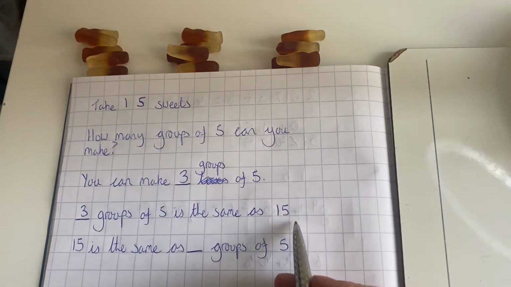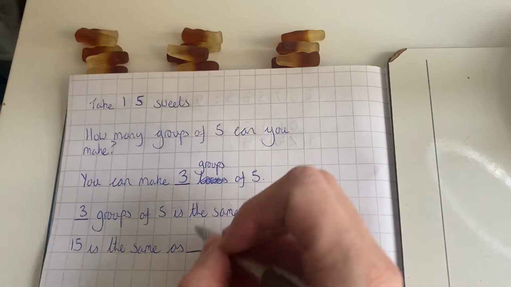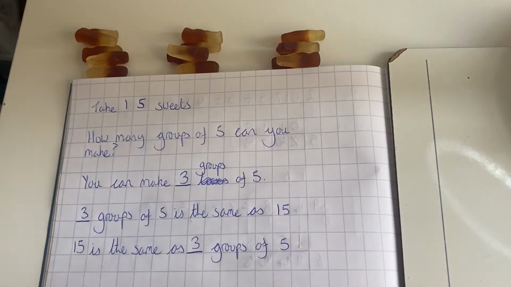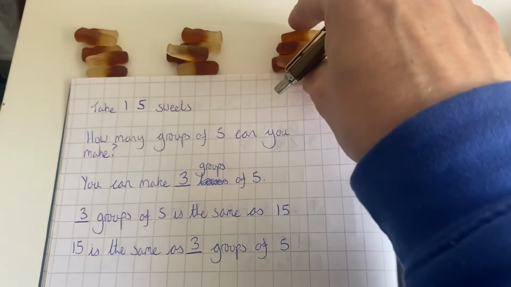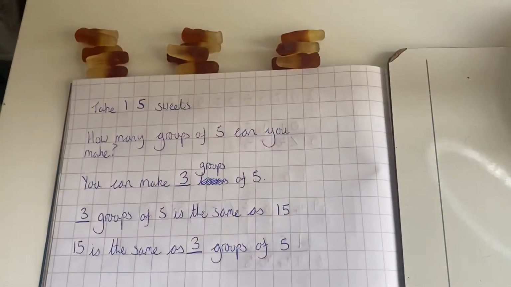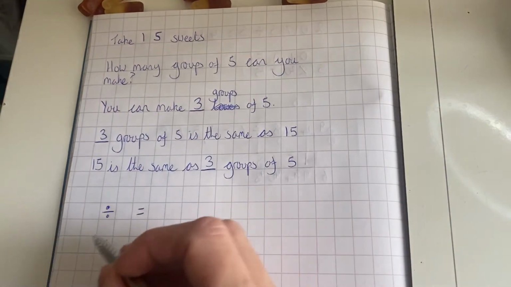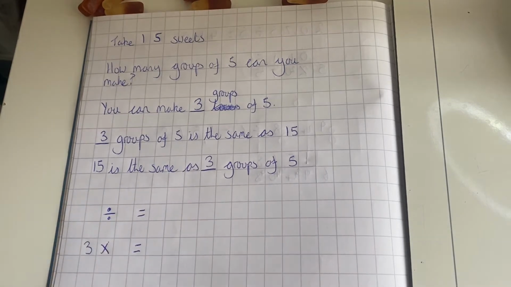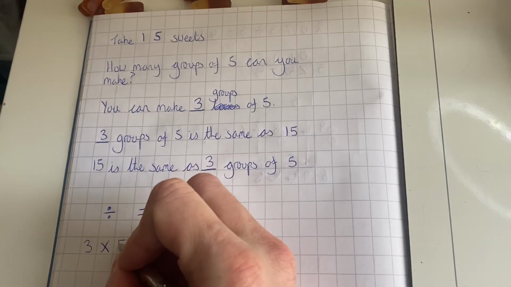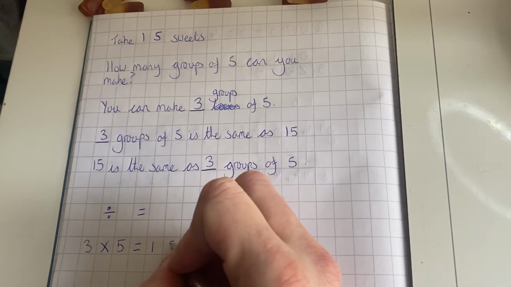So 3 groups of 5 is the same as 15. And 15 is the same as 3 groups of 5. So in each group there's 5 sweets. We've got 3 groups. So if we go down to our calculations here, we'll take the multiplication first. So we have got 3 groups, and in each group there are 5 sweets. 3 times 5 equals 15.